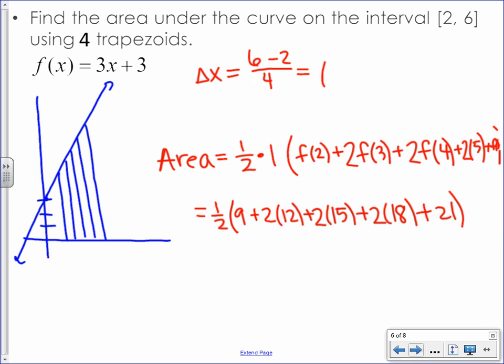Now, I wrote this stuff in here. You would not need to. Some of you are going to go straight to writing this, and that is fine. Some of you are just going to be working on your calculator, figuring out these function values. That's fine. What is our exact area?